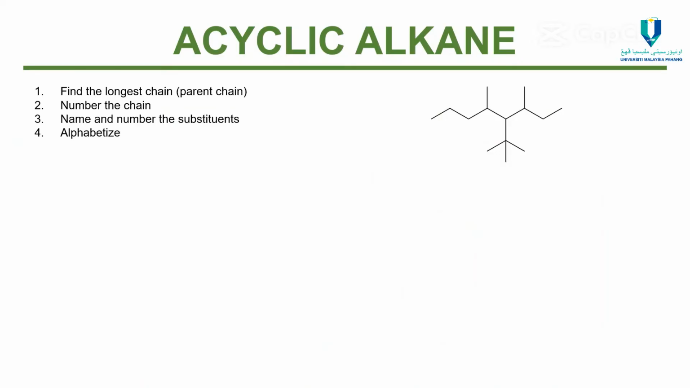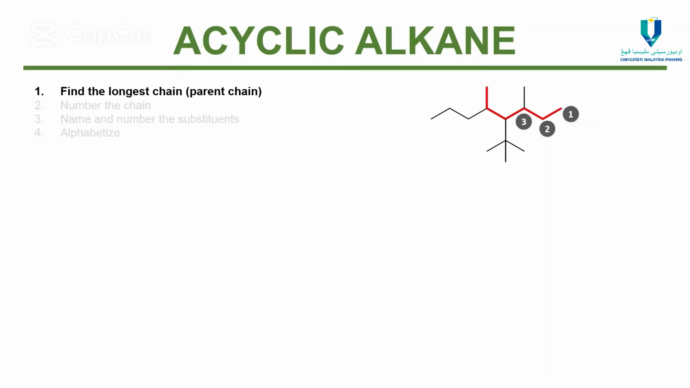Let's try another example. So you have compound like this. First, you have to find the longest chain. So we have a few options here. So the red one is 1, 2, 3, 4, 5, 6 carbon. So we have 6 carbon here. Let's try another option, which is the blue one. 1, 2, 3, 4, 5, 6. Also 6 carbon. And then we have another option, also 6 carbon. And then another option, also 6 carbon.